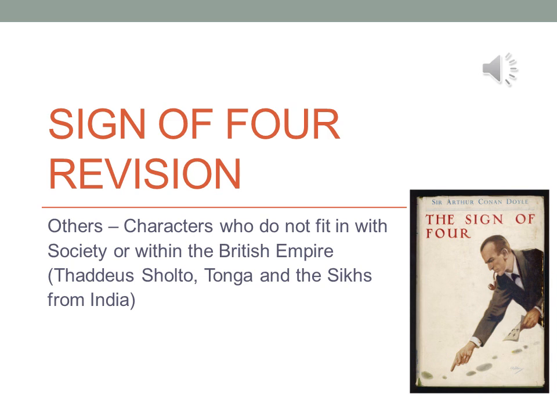This week we'll be exploring other characters. They are characters who do not fit into society or within the British Empire. The characters who represent this idea of otherness are Thaddeus Sholto, Tonga and the Sikhs from India.